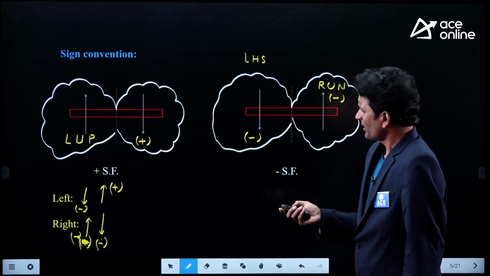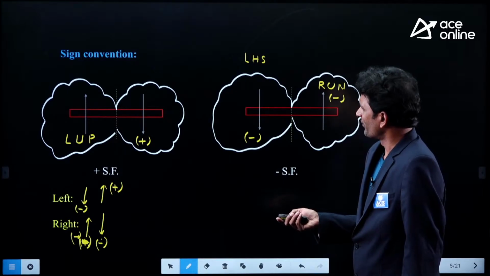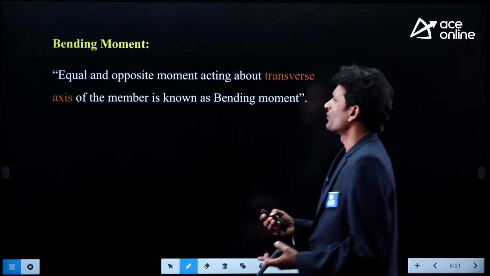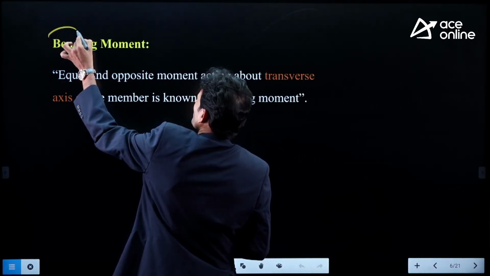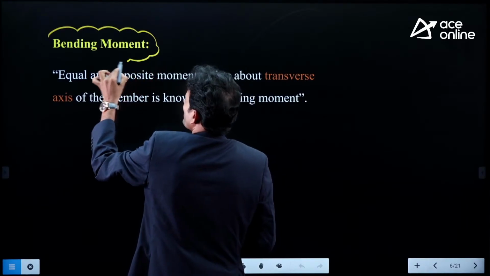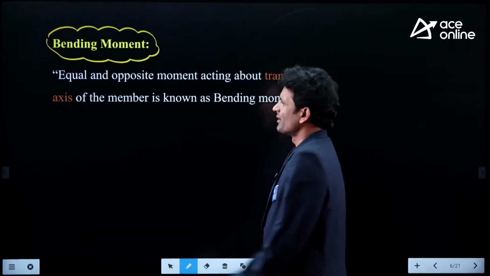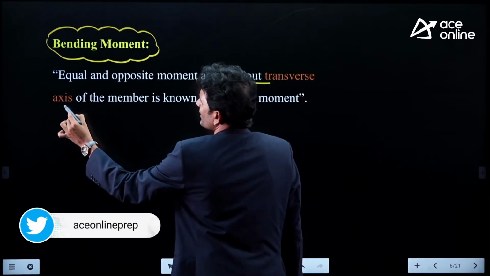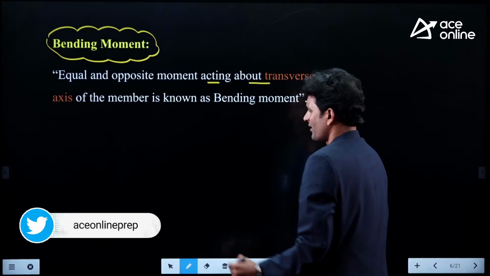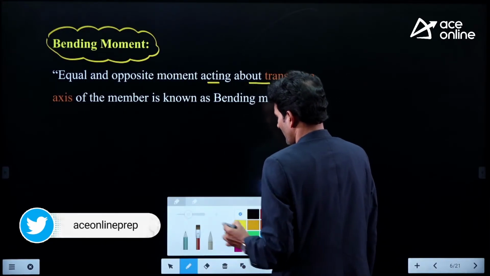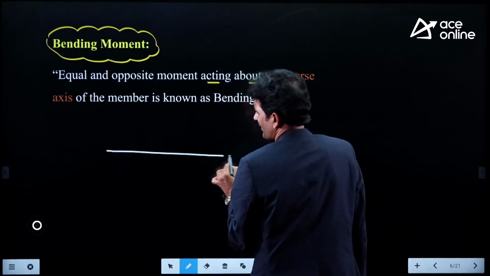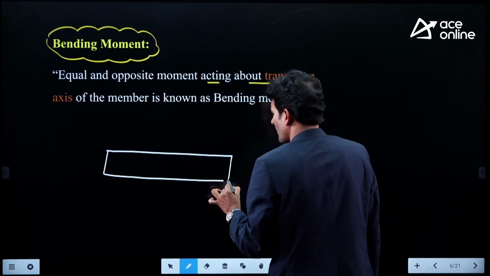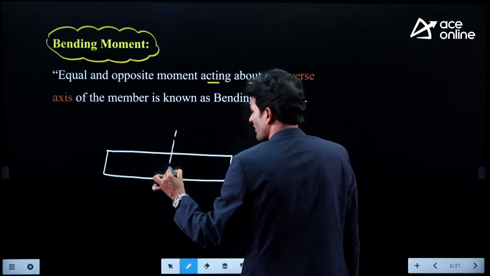Whenever the beam is loaded, in addition to the shear force, another internal force is also going to be developed. That force we may call a bending force or bending moment. So how do you define the bending moment? It is nothing but an equal and opposite moment about a transverse axis of the member. For example, if you take a loaded beam, I am applying the load, and that load gives rise to internal resistive forces.